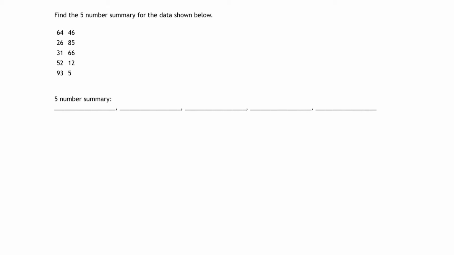So the first thing I'm going to do is order these from smallest to largest. When I write down my numbers, I'm going to put 5 and then 12, and I'll cross them off as I go. The next numbers are 26, 31, 46, 52, 64, 66, 85, and 93. So I've ordered my numbers from smallest to largest.